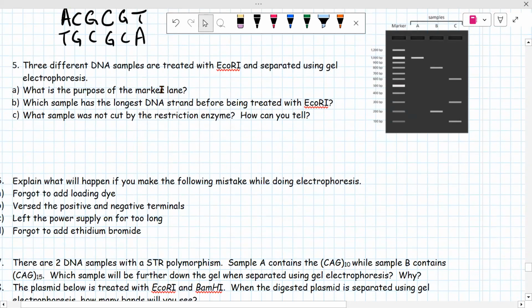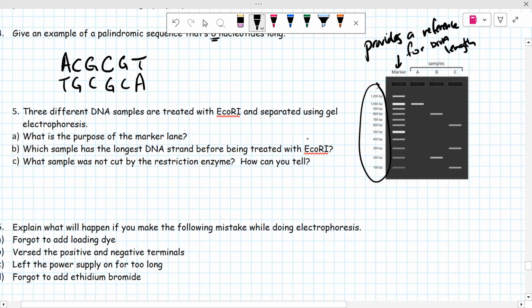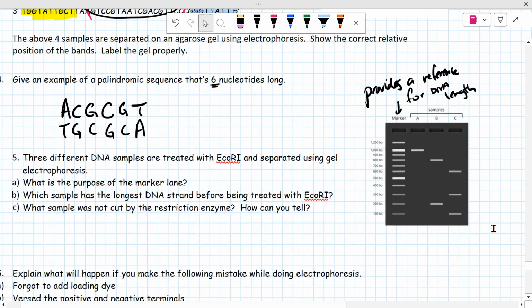Okay, three different DNA samples are treated with EcoR1 and separated using gel electrophoresis. What is the purpose of the marker lane? Okay, the marker lane provides a reference for DNA length. These are preloaded DNA that comes in a tube, and it basically allows you to measure the sample, right?